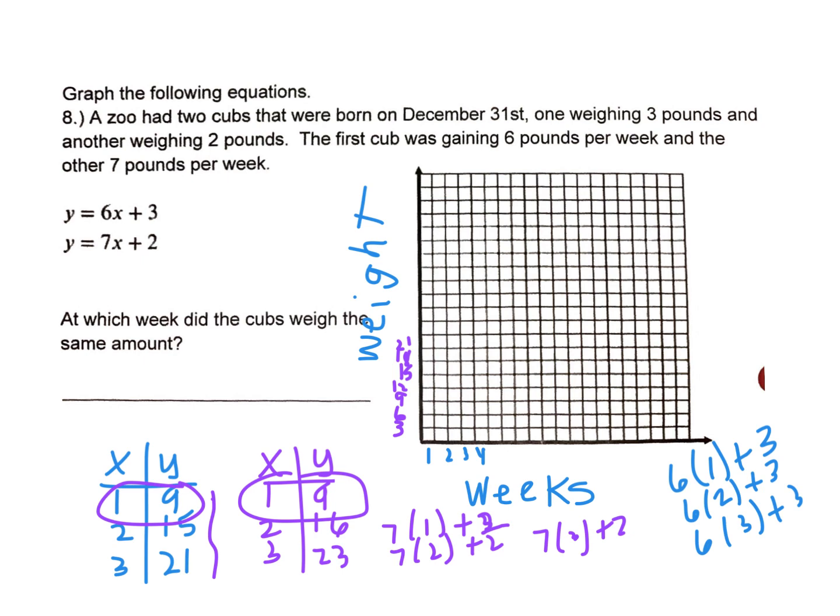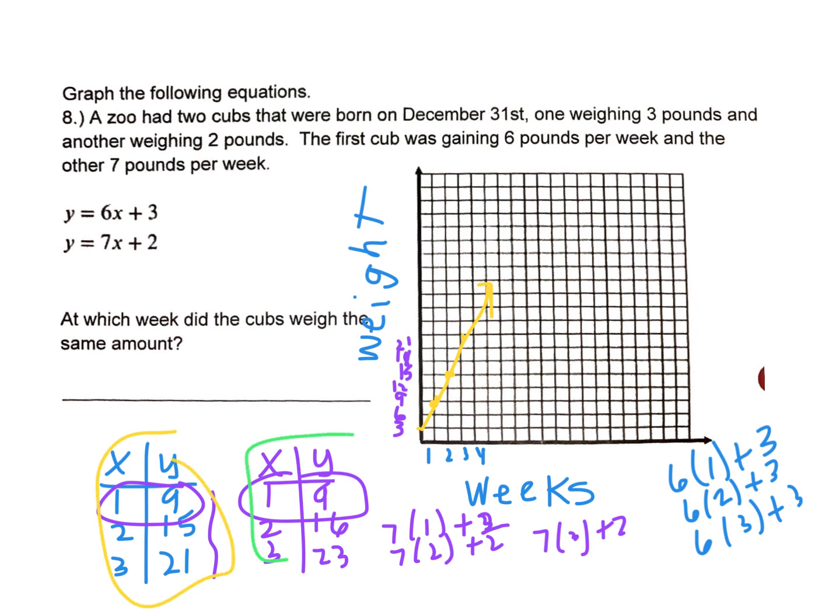Okay, so now I could either just graph the equations or graph my ordered pairs. I'm going to go ahead and graph my ordered pairs. So over 1 up 9, over 2 up 15, over 3 up to 21. Okay, there's one line. Begins at 3. Okay. And then the second line, so I did this line in yellow.